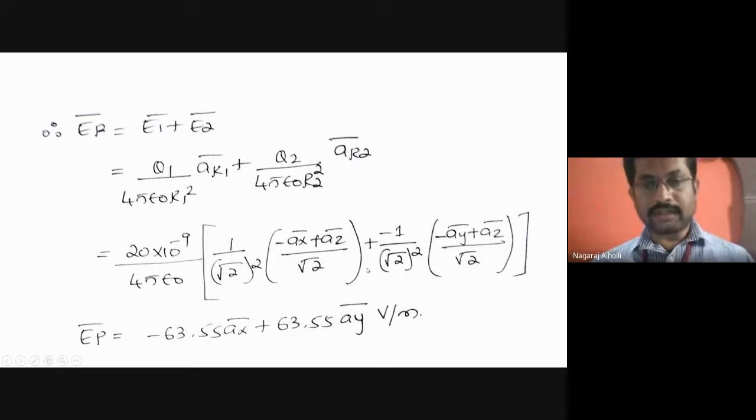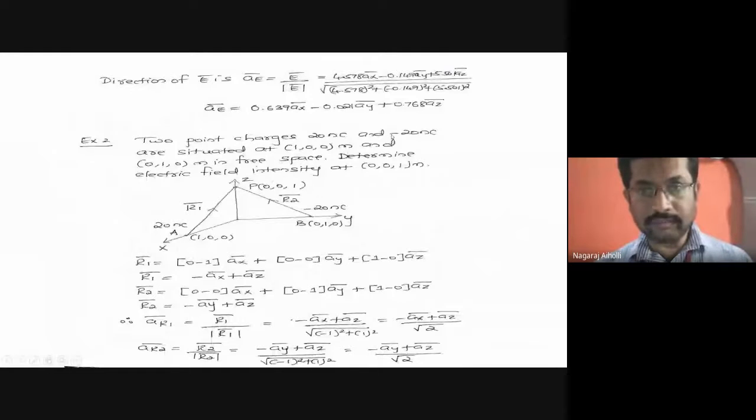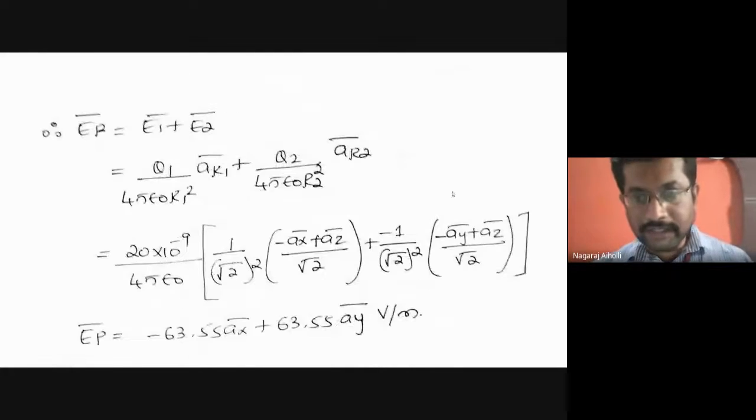Plus, here we will have to be careful, because what is Q2? Q2 is how much? It is minus 20 nanocoulomb. Right? So if you write it here as plus, then we will go wrong. So take it as minus, because the value of Q2 is minus 20 nanocoulomb. Hence I am writing it as minus 1 divided by root 2 square, that is magnitude of R2 vector square.